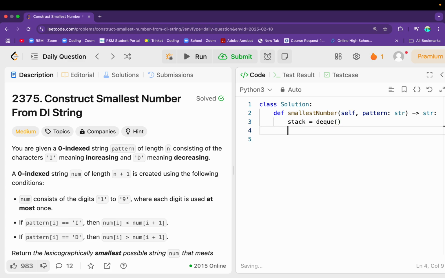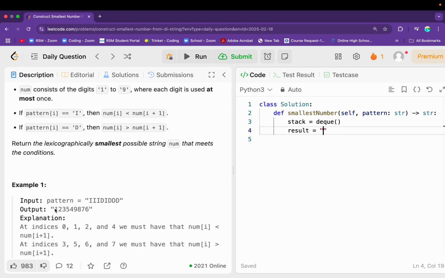Now once we initialize the stack to store the numbers temporarily, let's get the result. This is going to be initialized to an empty string. Why is it an empty string? Well, because we want our output to be in the form of a string pattern. This is going to be the result that we effectively output once we're done building it from the elements in the stack whenever we encounter an increasing, or I, right? That's going to store the final output that we eventually return.